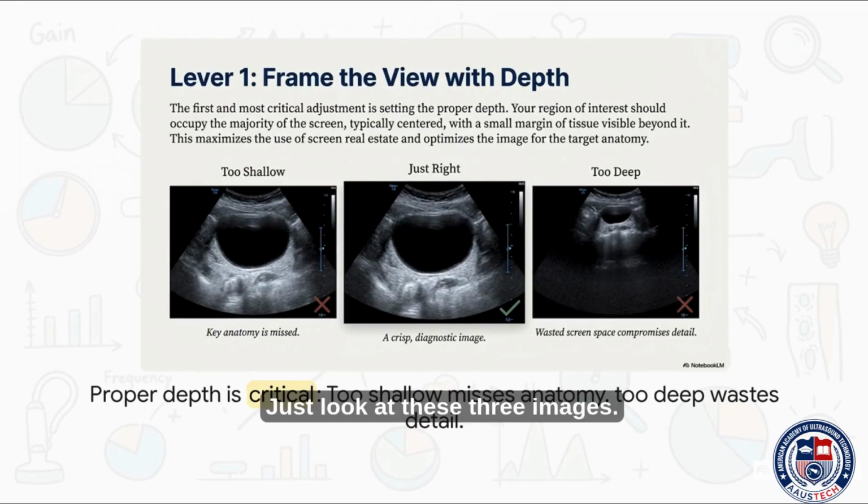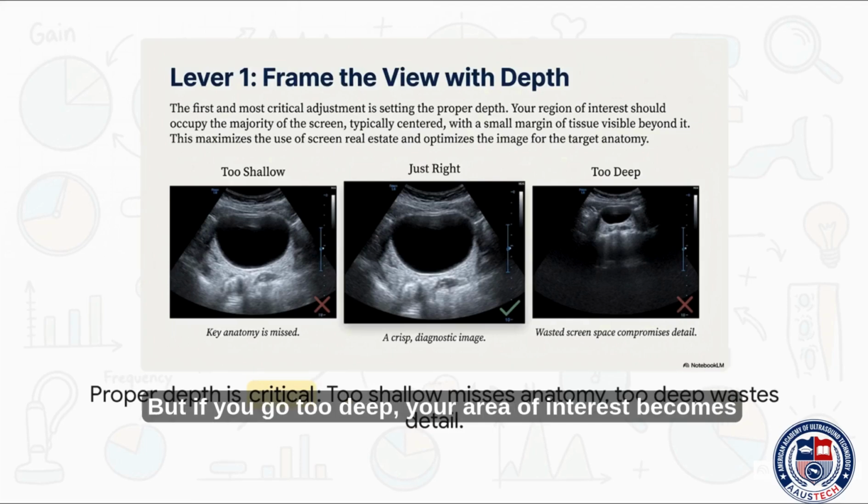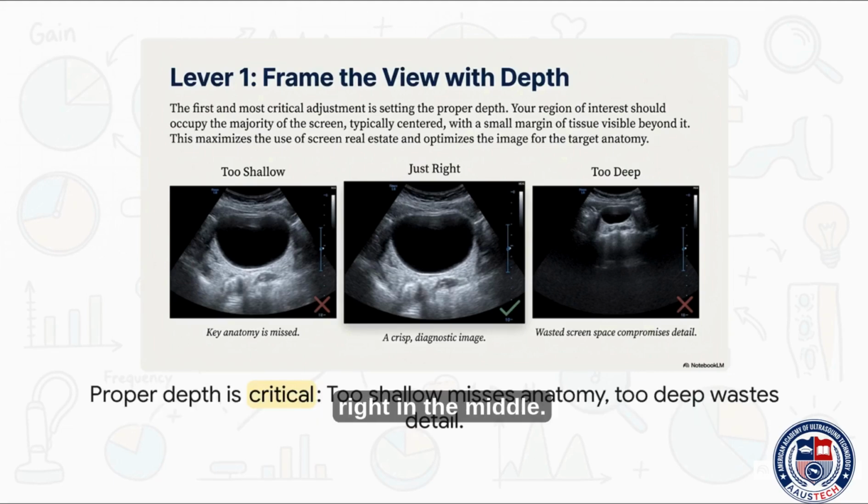Just look at these three images. If your depth is too shallow, you're literally cutting off anatomy you need to see. But if you go too deep, your area of interest becomes this tiny little thing at the top of the screen, and you're just wasting all that space, which actually hurts your image detail. The sweet spot is having your target take up most of the screen, right in the middle.